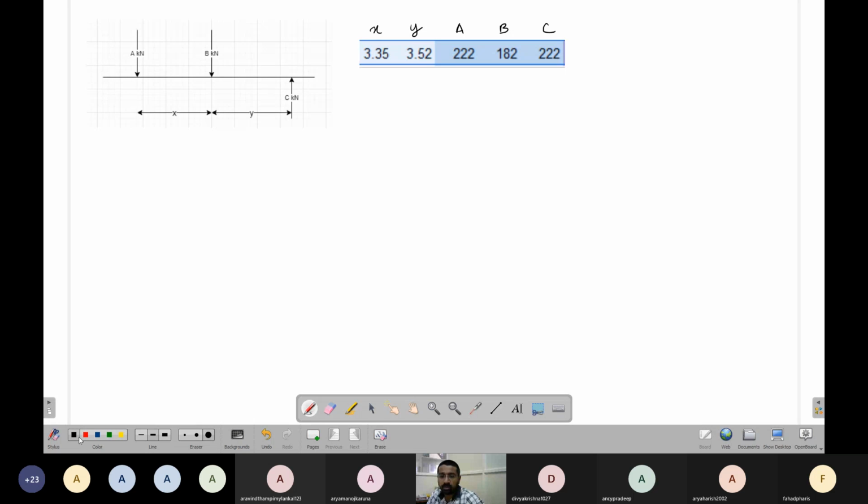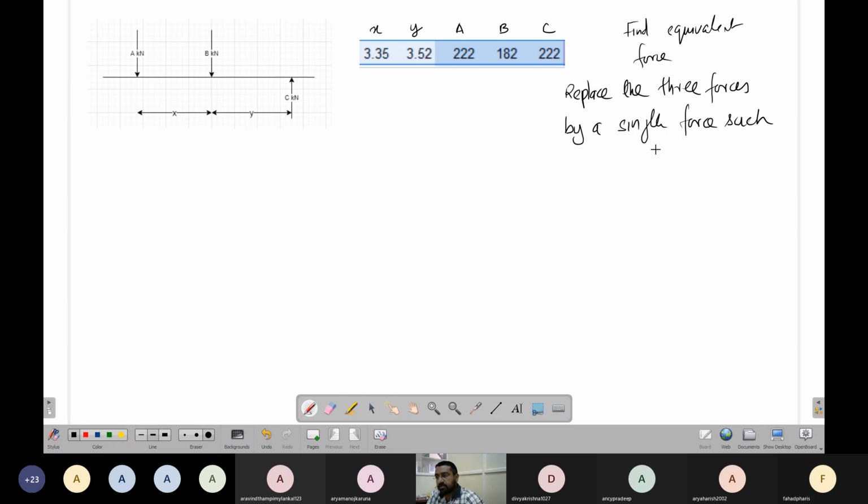So the question of this problem is that you have to find the equivalent force, or another way of saying it is, replace the three forces by a single force such that the net effect due to the three forces remains the same.